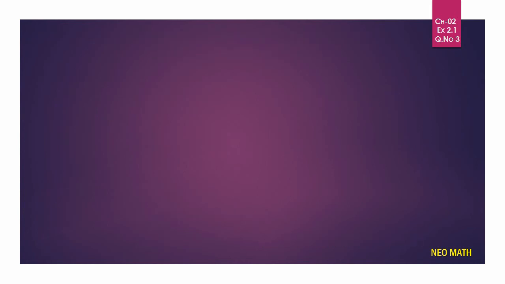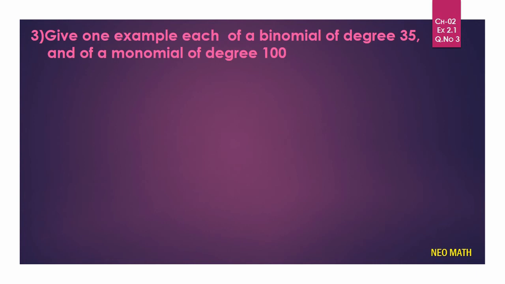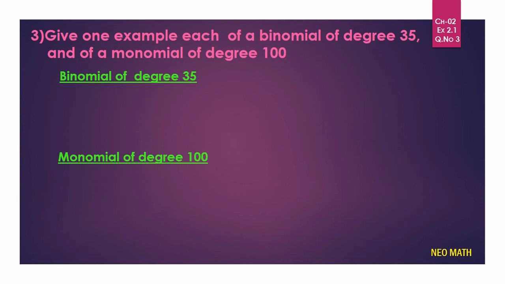Exercise 2.1, question number 3. Give one example each of binomial of degree 35 and of monomial of degree 100. Binomial means it should have two terms and the degree should be 35, that is the highest power of the variable should be 35. So we can write x power 35 plus any value, 5, 5x, anything we can write. Next, monomial of degree 100. Monomial means there should be only one term and the degree, that is the highest power, should be 100. So we can write y power 100.